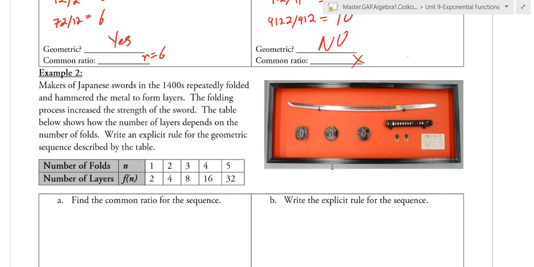Alright, Example 2. Makers of Japanese swords in the 1400s repeatedly folded and hammered the metal to form layers. The folding process increased the strength of the sword. The table below shows how the number of layers depends on the number of folds. I'm going to write the explicit rule for the geometric sequence described by the table.